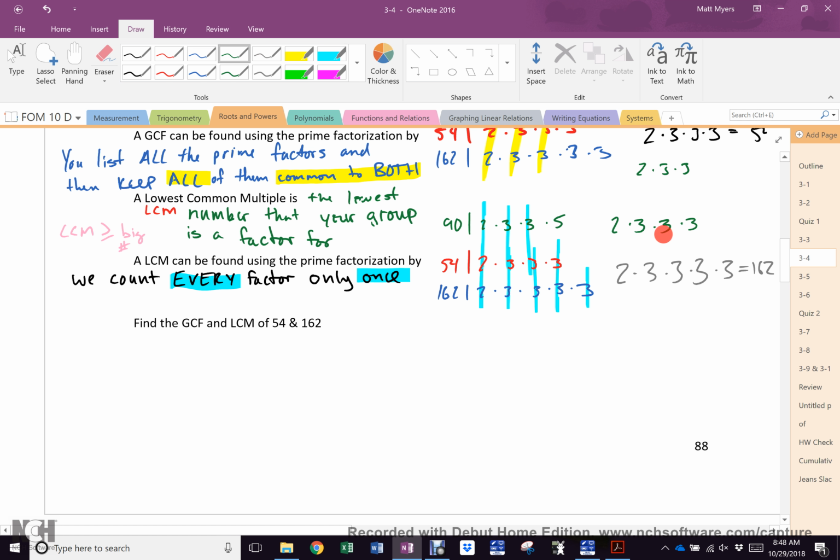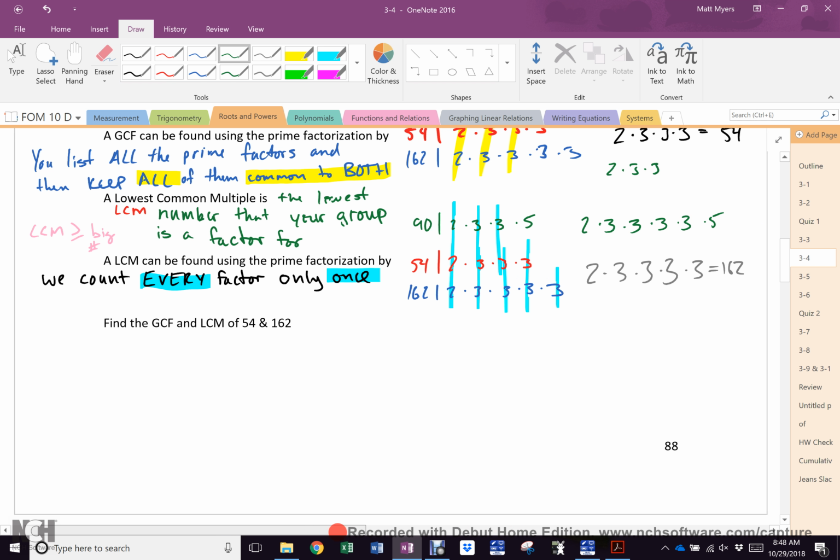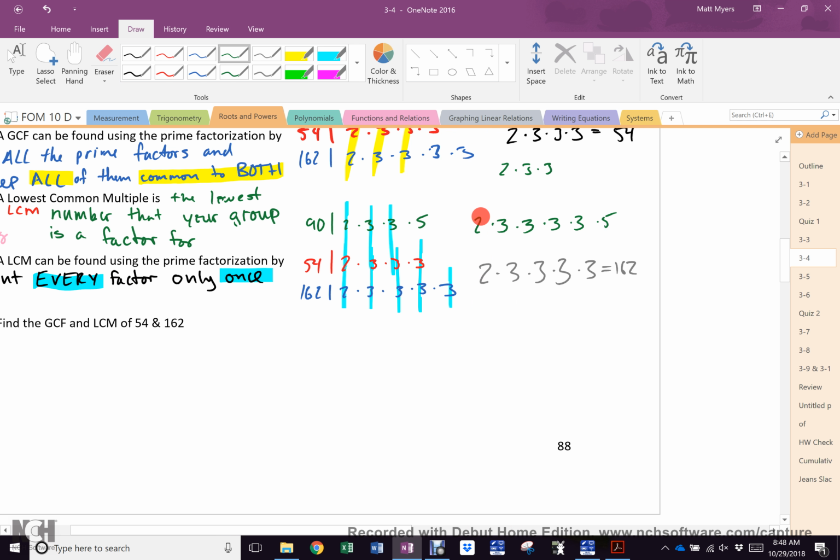Once. This, because we have to count every number once. We don't count a repeat twice. Do I count this 3? Yes. And then I got to count that 5, because I count everything once. So the LCM, when I added 90 to the mix, is now 2 times 3 times 3 times 3 times 3 times 5. So it'll be 162 times 5.